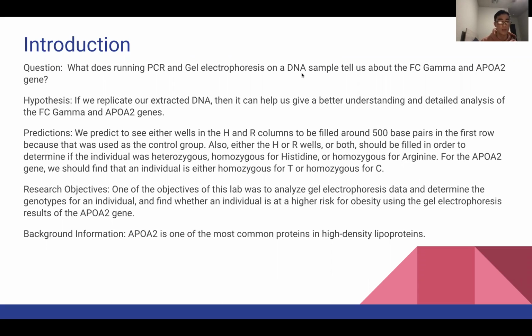And so the objectives of this lab were to analyze the gel electrophoresis data and determine the genotypes for the individual and find whether an individual is at a higher risk for obesity using the gel electrophoresis results of the APOA2 gene. And some background information was that the APOA2 is one of the most common proteins in high density lipoproteins.